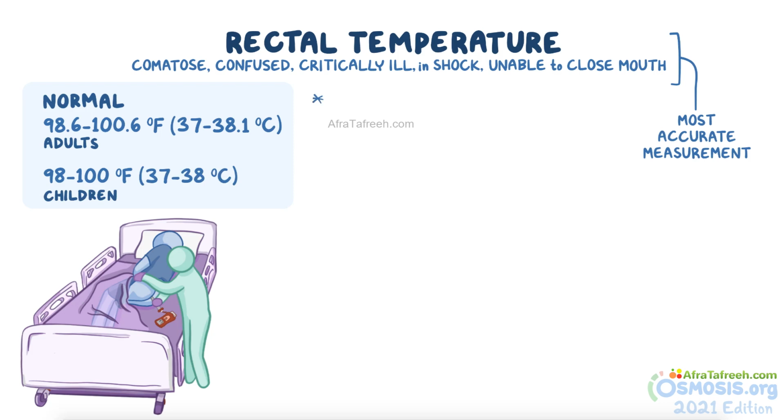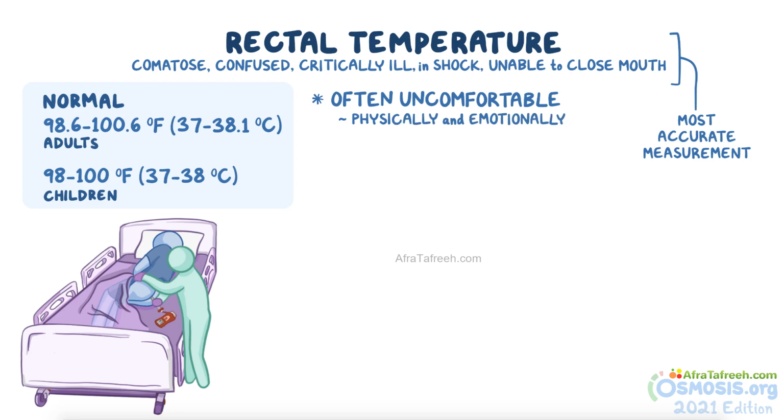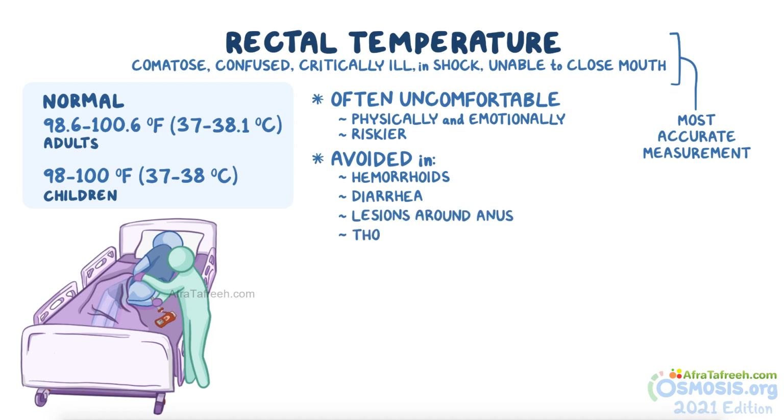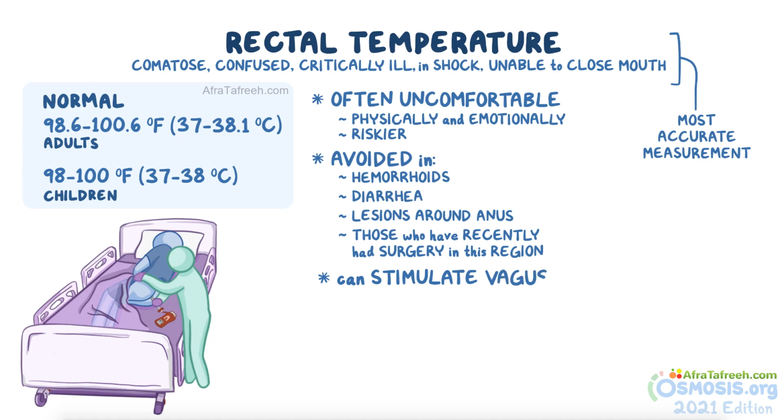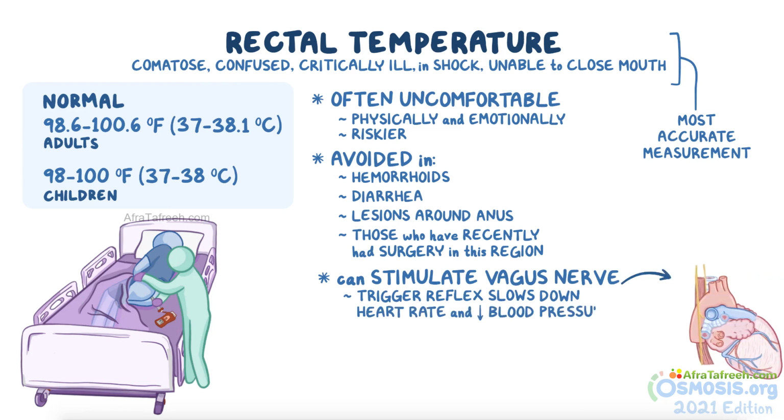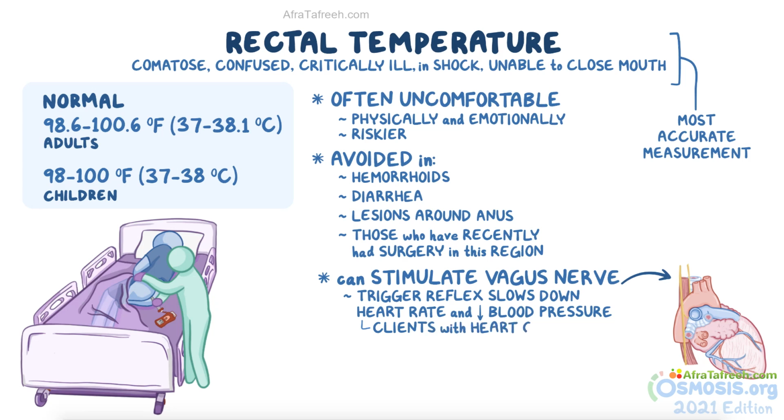However, this method is often uncomfortable, both physically and emotionally, and it's also riskier than other methods. It should be avoided in clients with hemorrhoids, diarrhea, lesions around the anus, or those who have recently had surgery involving this region. Furthermore, the thermometer can stimulate the vagus nerve found inside the rectum, which could trigger a reflex that slows down the heart rate and lowers blood pressure, so clients with heart conditions should also avoid this procedure.